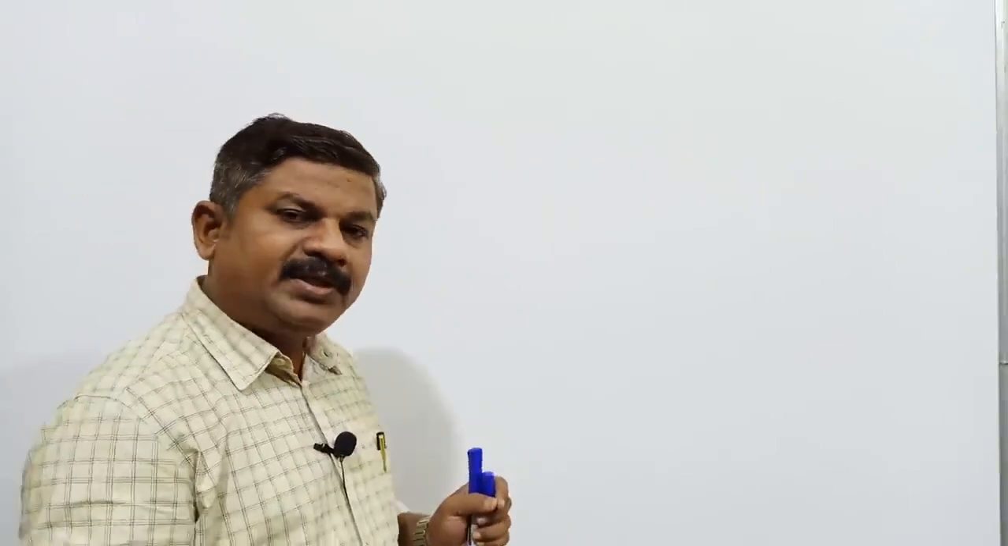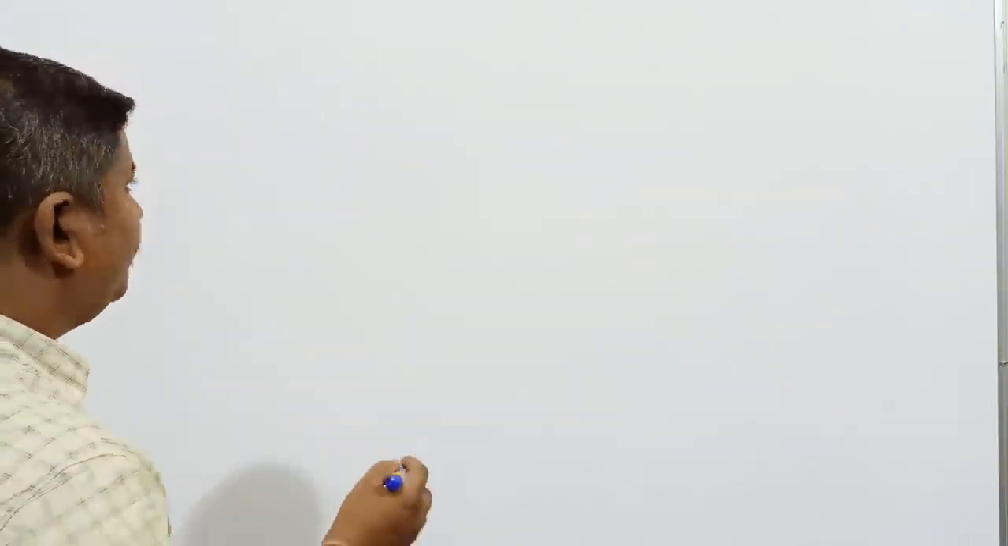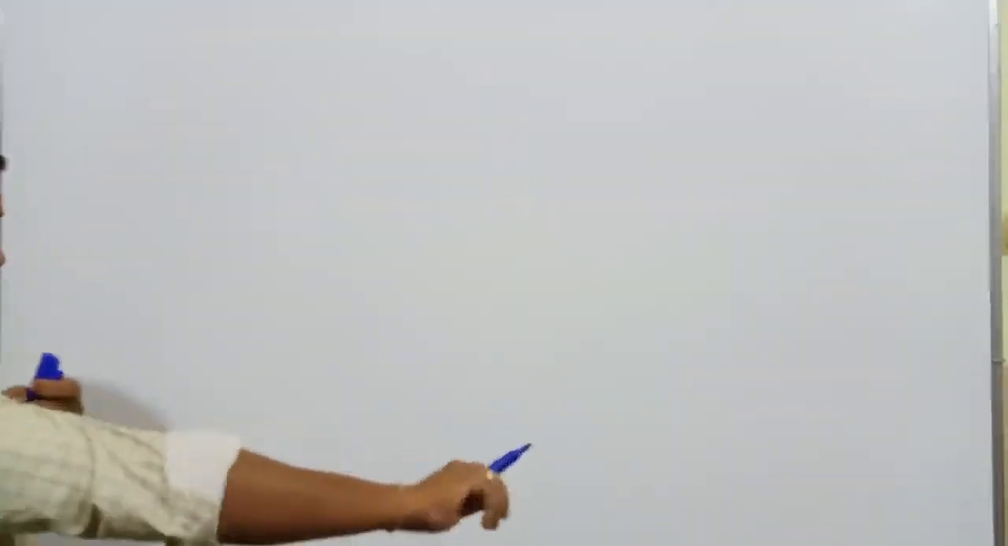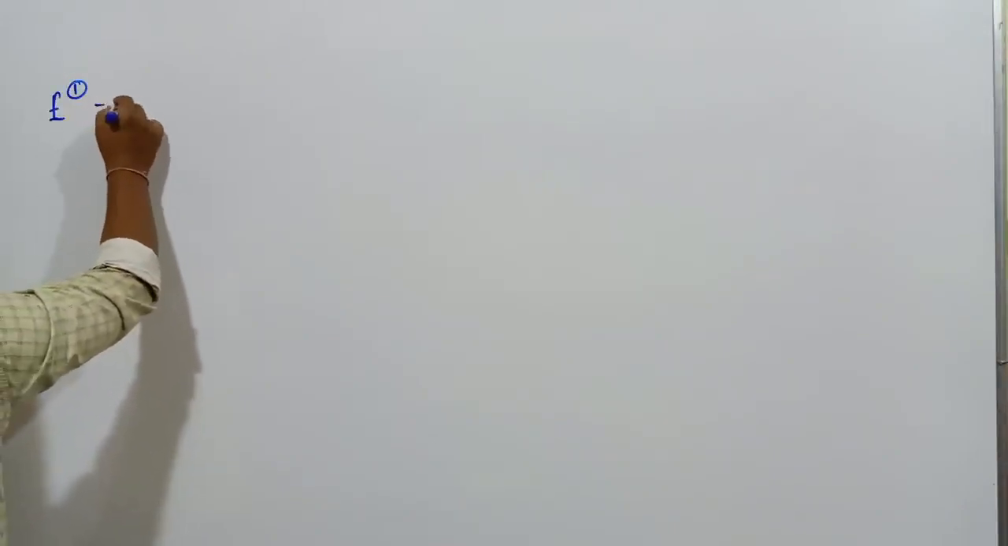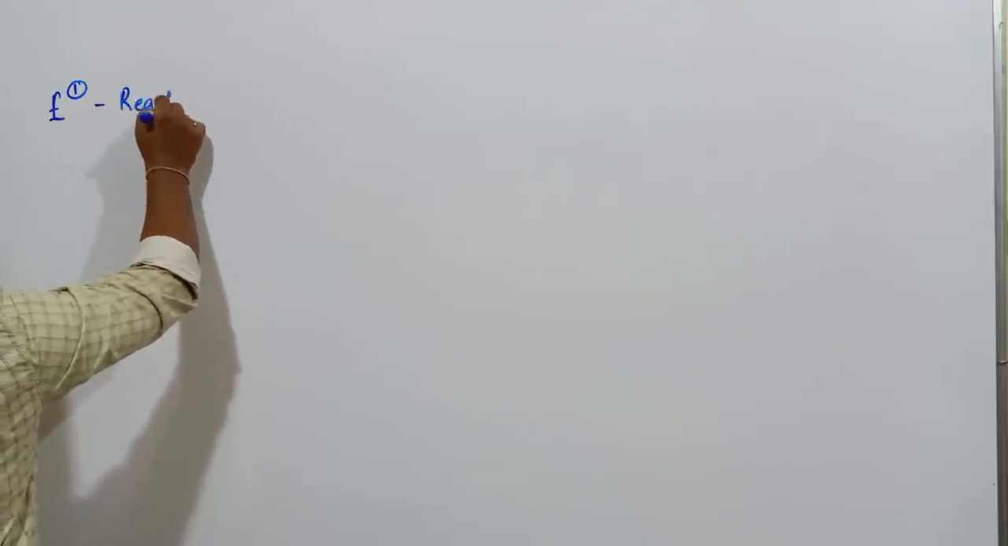Beta elimination is again classified into three different types: E1 reaction, the unimolecular elimination reaction; E2 reaction, the bimolecular elimination reaction; and E1CB, the unimolecular conjugate base elimination reaction. Now we will concentrate upon these two types, E1 as well as E2 elimination reaction. First I will go with the first one, that is E1 elimination reaction. What is E1 elimination reaction?